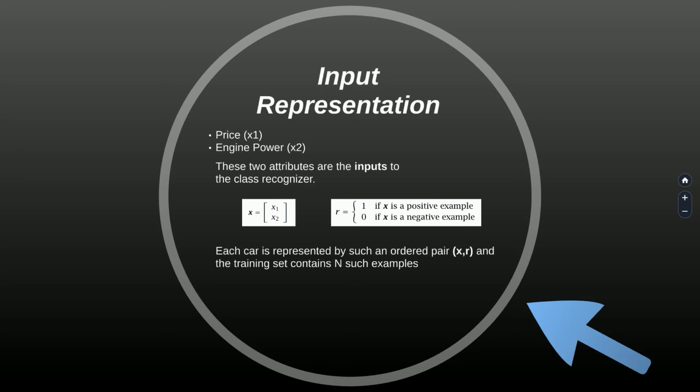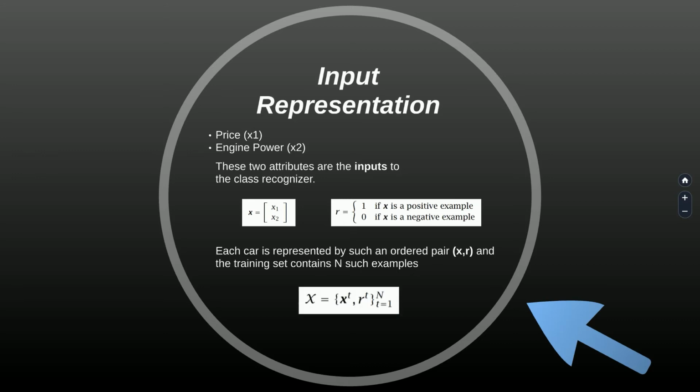So in our input representation, each car is going to be represented by an ordered pair x and r, where both x and r are vectors, and the training set is going to contain n such examples. So we could have any number, the more the better. This is machine learning, so large data sets are going to be more beneficial just because of probability theory.